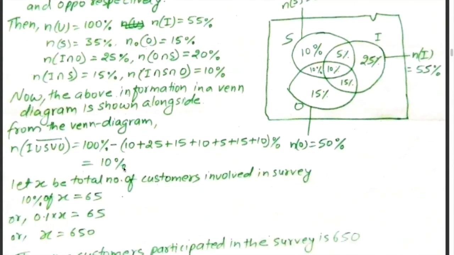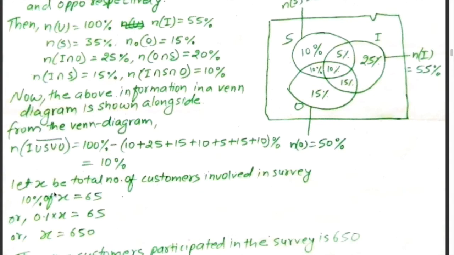Now, from the Venn diagram, we are using here n(N, I union S union O) complement equal to 100% minus. Now, using all three regions here: 10, 5, 25, 10, 10, 15, and 15. All this we are using here. Okay. 10 plus 25 plus 15 plus 10 plus 5 plus 5 plus 10 equals 10%.